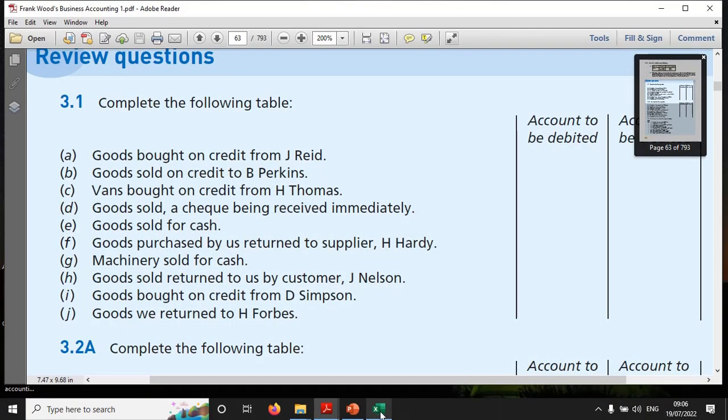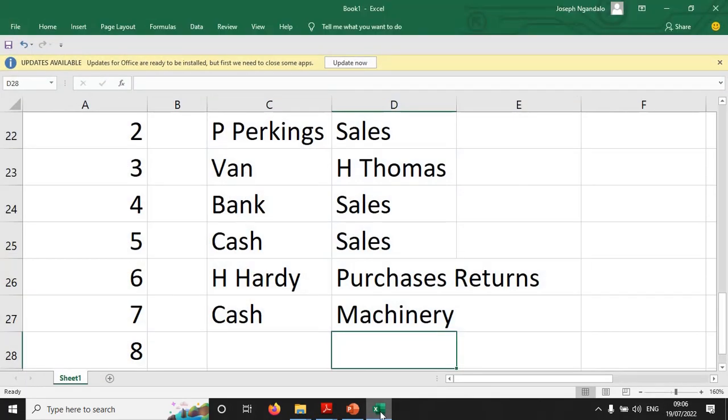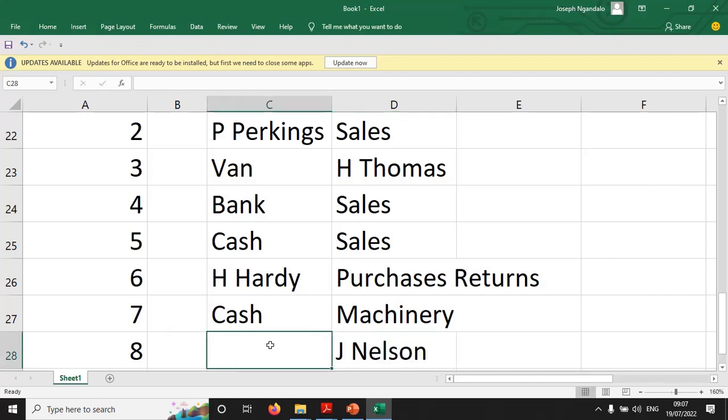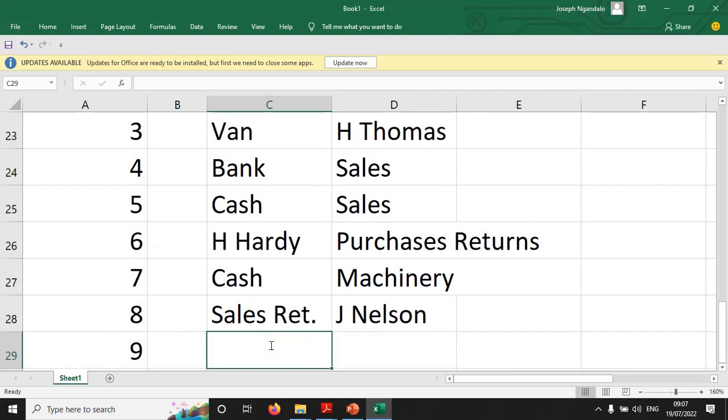What's the next one saying? Goods sold returned to us by customer J. Nelson. What is J. Nelson doing? Is giving. So what do we do with givers? So we reduce the receivable, right? And then, which account? Sales returns. Good. Congratulations. Now you are becoming accountants.